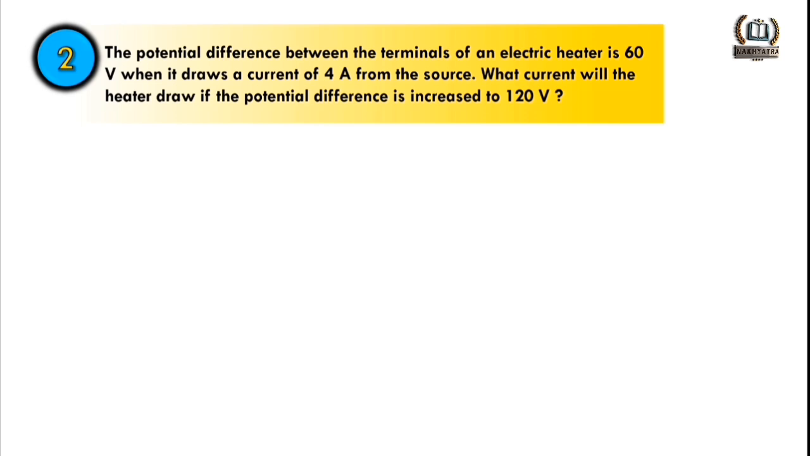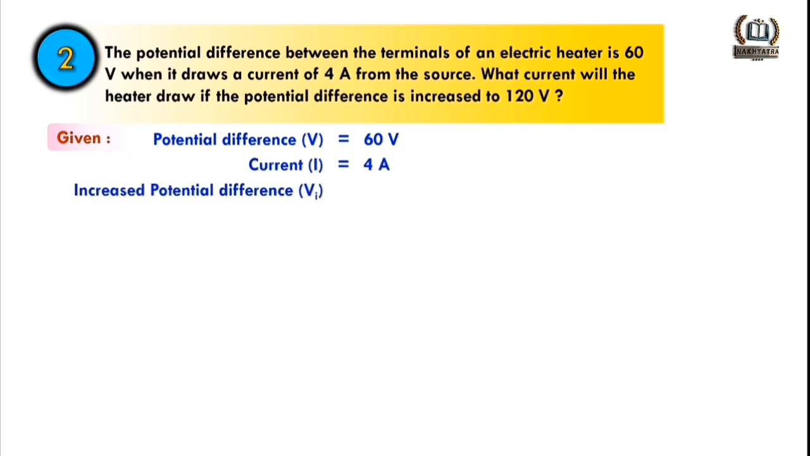So basically we have to find the current. Okay, I hope you understood the question. So we are given potential difference is 60 volt, right? And current is 4 ampere. And another potential is given, that is the increased potential difference. So we will mark it as V1. V1 is 120 volt. So we have to find the current I.